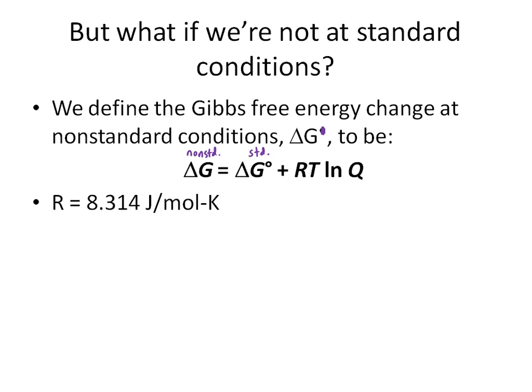Obviously, R is that ideal gas constant, and we're going to be using the one with joules because Gibbs free energy is an energy, so we need to make sure that we have joules in there.